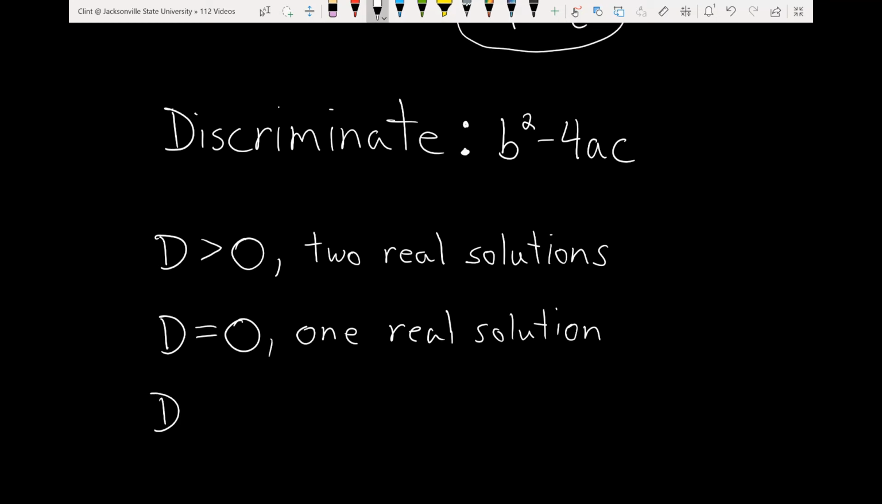And then the other possibility is that our discriminant is negative, less than 0. In that case, we're going to have no real solution. Let's write that down. Discriminant is negative, we have no real solution. But we will have 2 complex solutions.